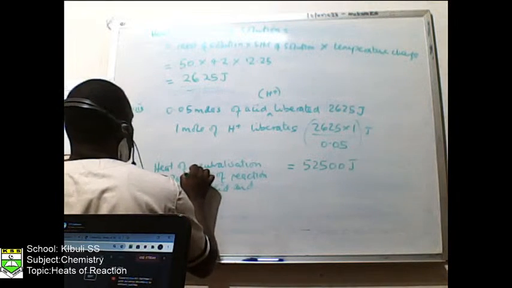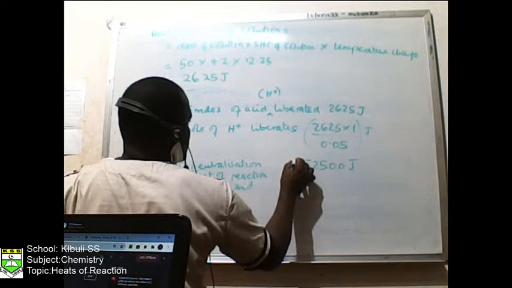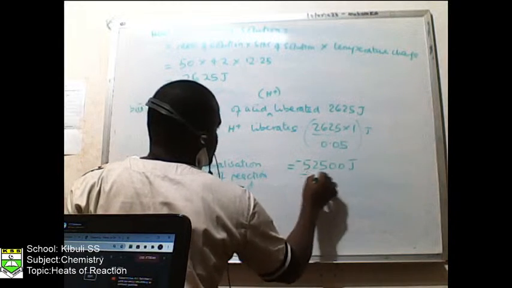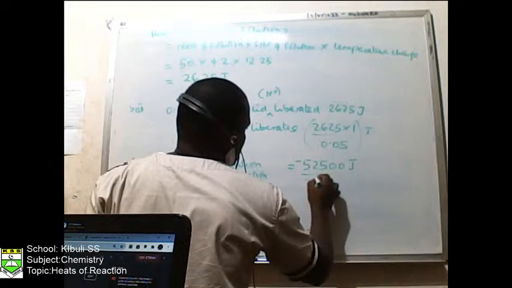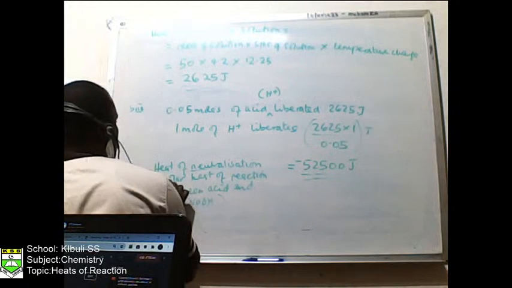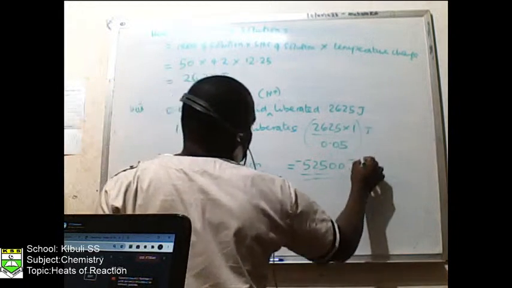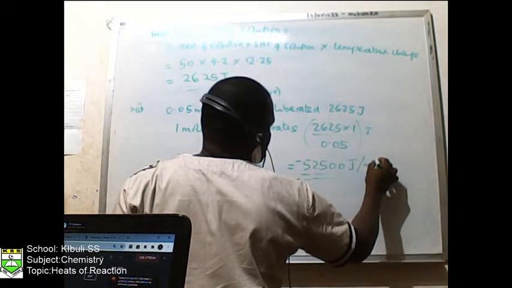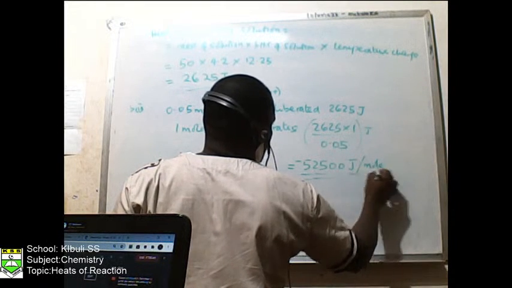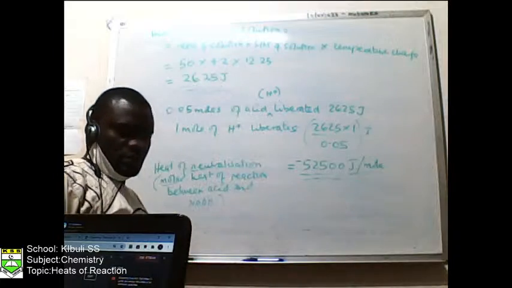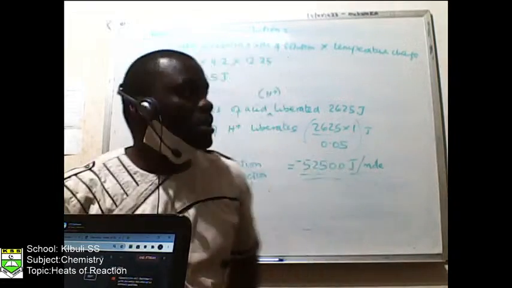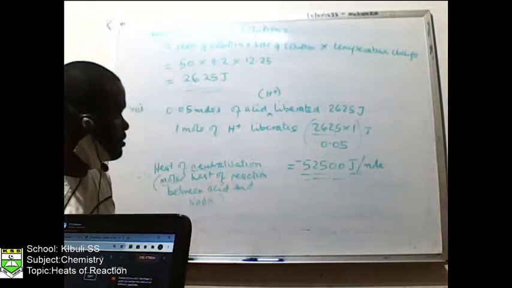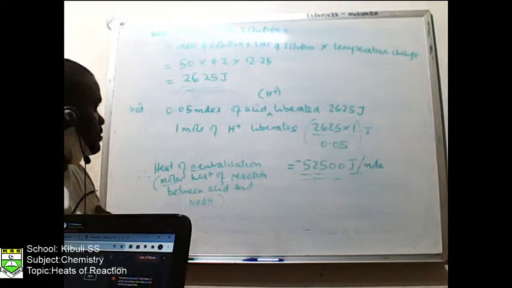Since it's a heat of neutralization, it should be exothermic. The negative sign is necessary to show that heat energy was given out. And if it is heat of neutralization, that's molar heat of neutralization, should have units of joules per mole. So that is it. You can look for more questions about calculating enthalpy of neutralization and try them out.